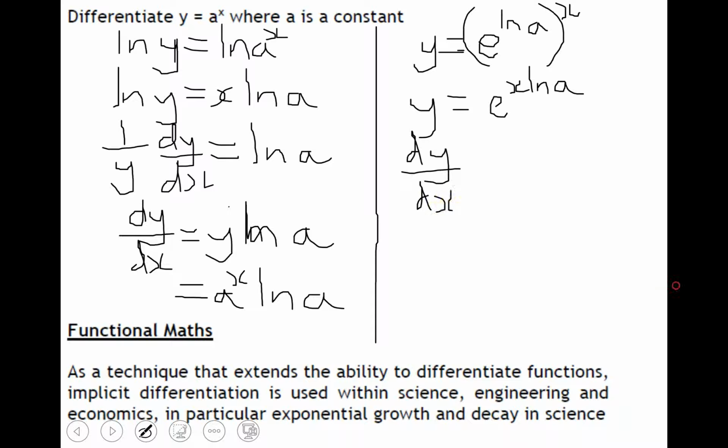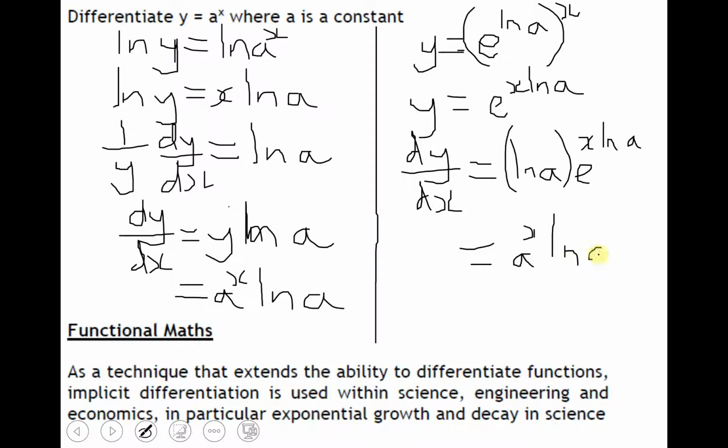differentiating, ln a again is a constant, so that goes to the front, times e to the x ln a, but as we've already described, that's the same as a to the x, so you get a to the x ln a. Most of the time it will be sufficient just to learn that y equals a to the power of x differentiates to a to the x ln a, but occasionally you do get asked to prove it from scratch.